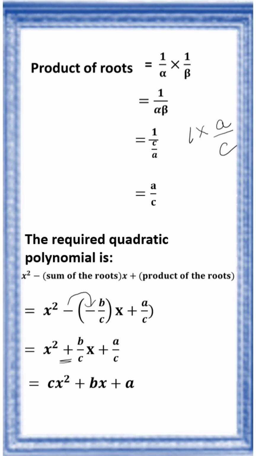So now multiply it with c. What happens? Cx square. Here c and c get cancelled. Here also c and c get cancelled. So bx plus a. This is the required polynomial.